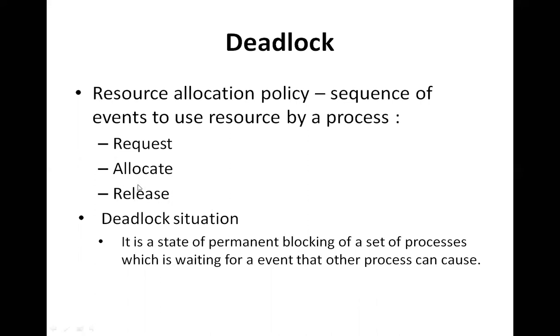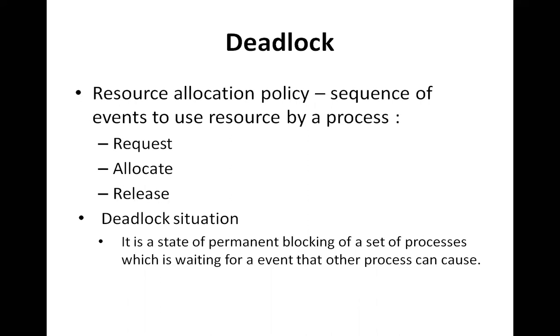Now the second one is allocate. The system allocates the resource to the requesting process as soon as possible. Whenever it is requested, it should be allocated. So the system maintains a table which records whether the resource is free or allocated, and if it is allocated, to which process it is allocated. All these things are maintained in that particular table.